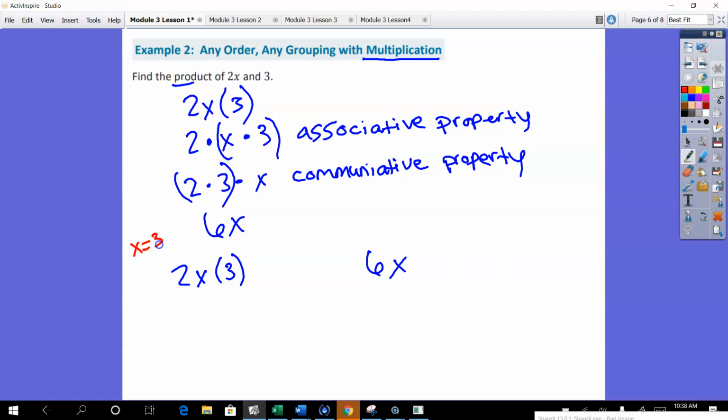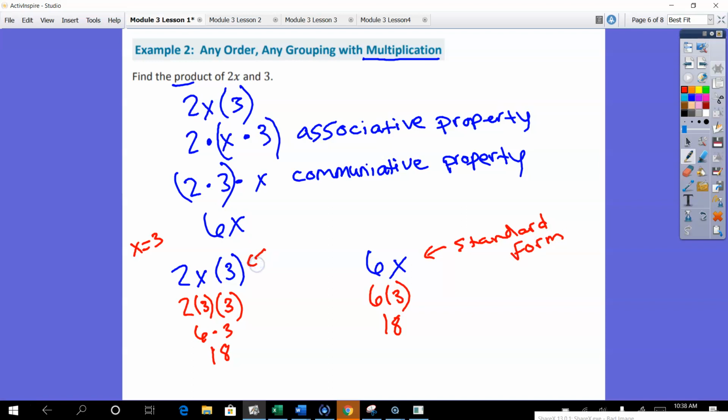3. Doesn't matter, I just keep using 3. So 2 times 3 times 3. 2 times 3 is 6, and 6 times 3 is 18. Okay, so for this to be true, 6x has to also equal 18. So when we do 6 times 3 instead of an x, 6 times 3 does give me 18. Again, you see that we have a few less steps when we have it in standard form, rather than when it is in expanded form.